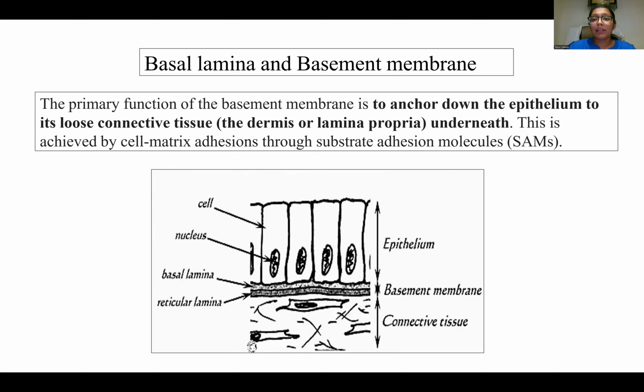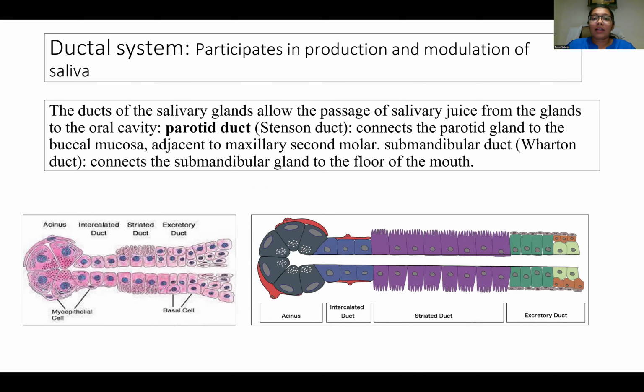The primary function of a basement membrane is to anchor down the epithelium to the loose connective tissue underneath. We understood that there were two components, the epithelial component and the connective tissue component. The basement membrane anchors these two layers of the salivary glands through substrate adhesion molecules. Now we have to understand about the ductal system.